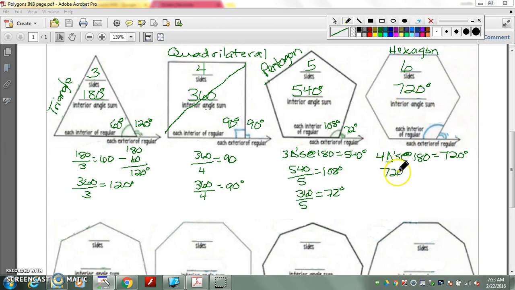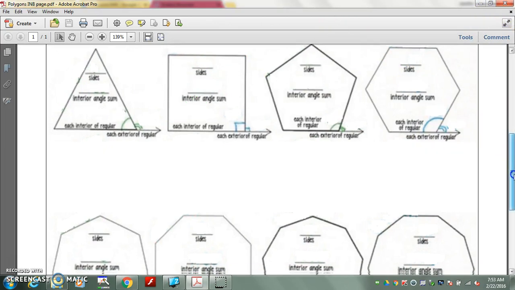That's 720 degrees divided among 6 angles, which gives me 120 degrees for each one. And then I know the sum of the exteriors is 360, divided among 6 angles, and that gives me 60 degrees. And I know I'm on the right track because 120 and 60 add up to 180. Okay, so we'll continue.